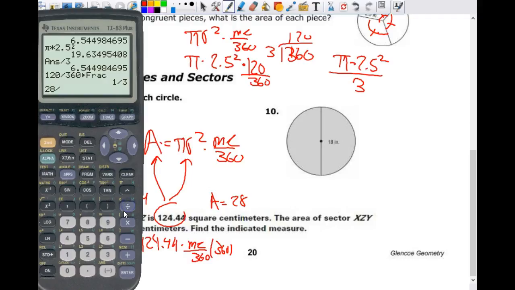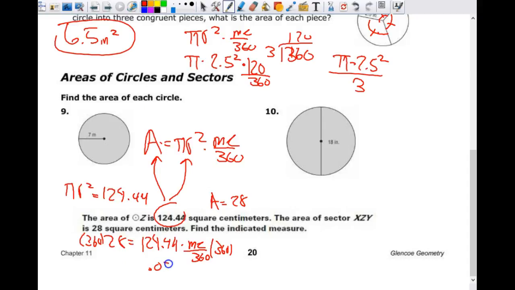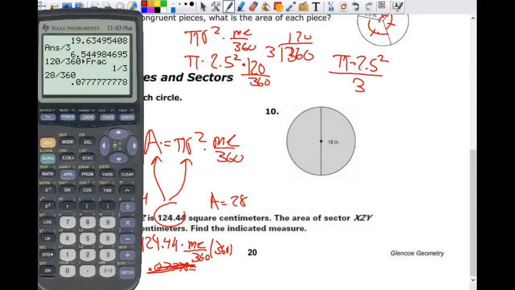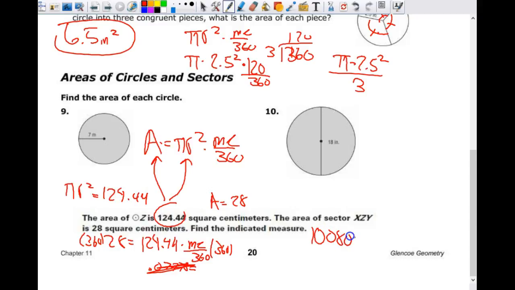Oh, I'm sorry, you do multiply. 28 times 360, that's a pretty big number. 10,080 is equal to 124.44 times the measurement of our angle.